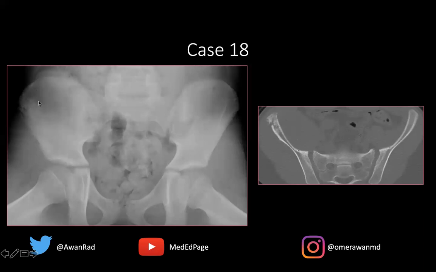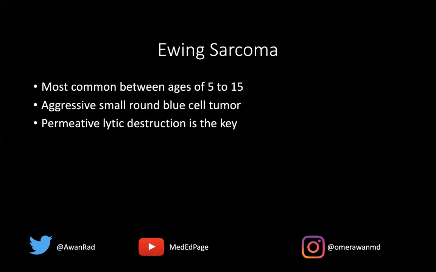Notice this lytic permeative destruction along the iliac bone, right? You can see the destruction here along the iliac bone. This, in contrast, is what a Ewing sarcoma would look like, right? So this is another common pediatric malignant tumor that you should be aware about, most commonly from the ages of 5 to 15. In the long bone, it'll typically be along the diaphysis of the bone. An osteosarcoma would typically be in the metaphysis of a long bone, but a Ewing sarcoma is usually in the diaphysis of a long bone.